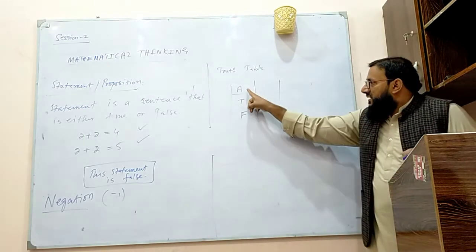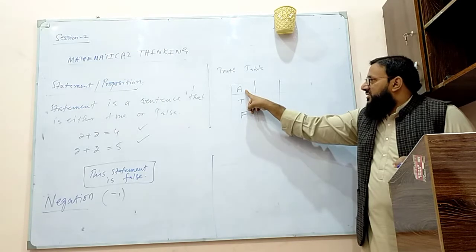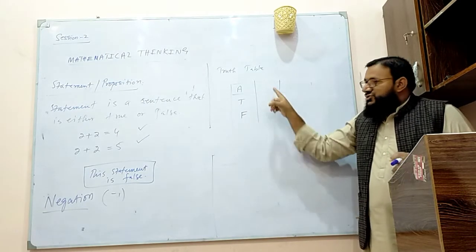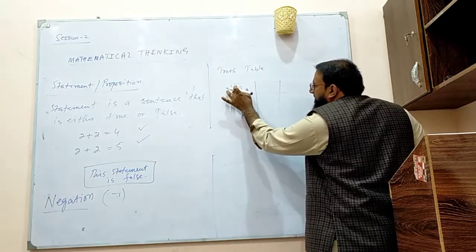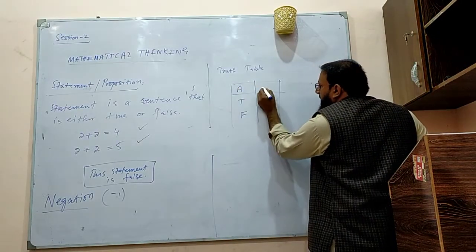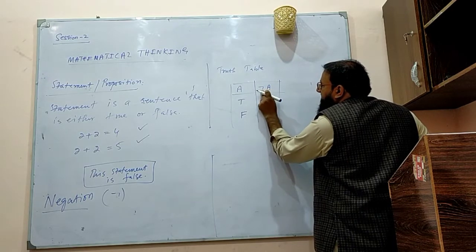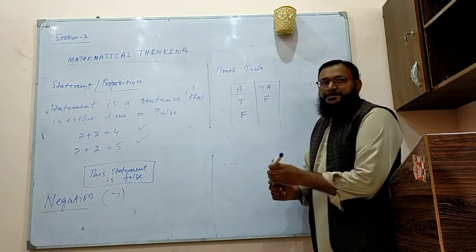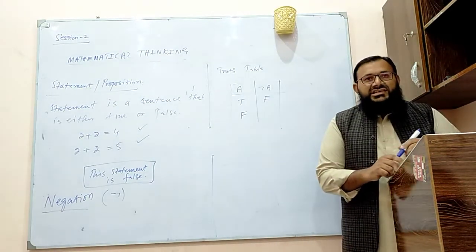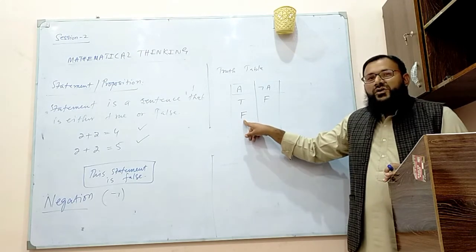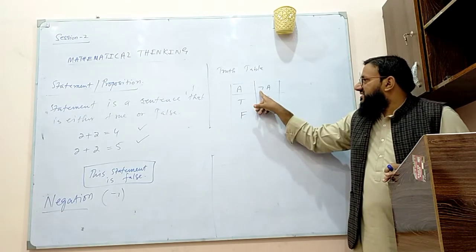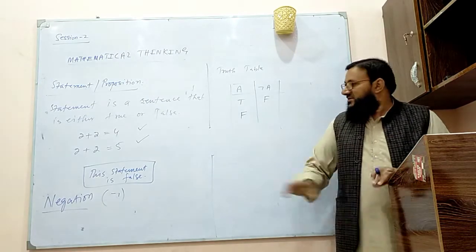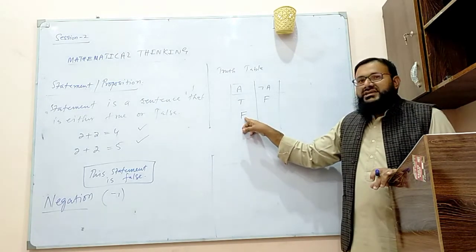So if you are given a statement A, you have to decide what the results are for the negation of A. Whenever any statement given to you is true, the negation of that statement, written with this symbol, is always false. If a statement is true, its negation is false. If a statement is false, its negation is going to be true. But the condition is that it must be a statement. Let me take any false statement.